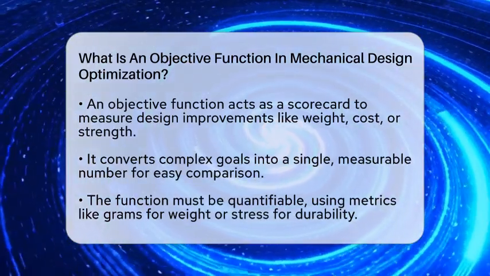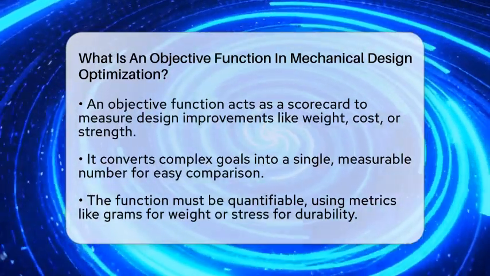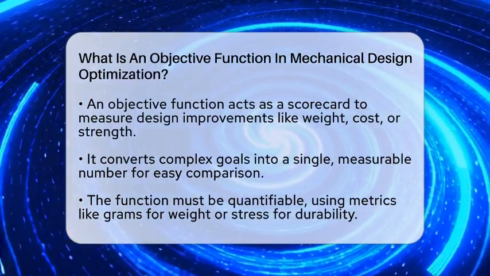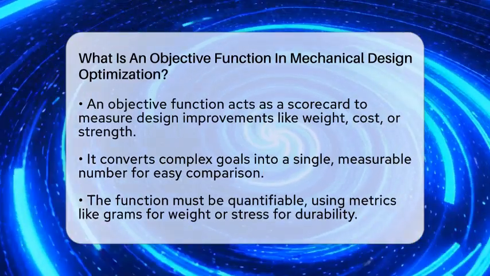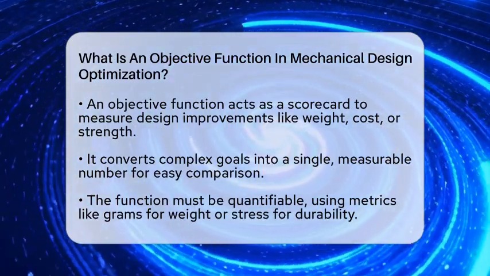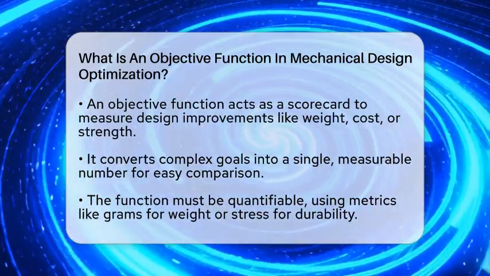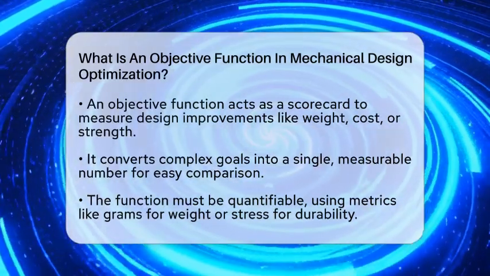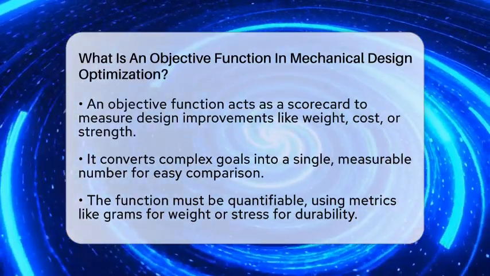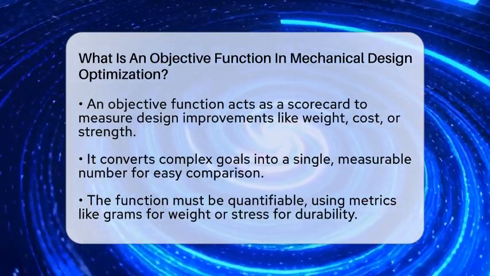It's like a scorecard that tells us what we want to improve or minimize in a design. Think of it as a clear goal set in numbers. For example, reducing weight, lowering cost, or increasing strength. This function turns complex design goals into a simple, measurable number. It helps engineers compare different options quickly and see which one is best.